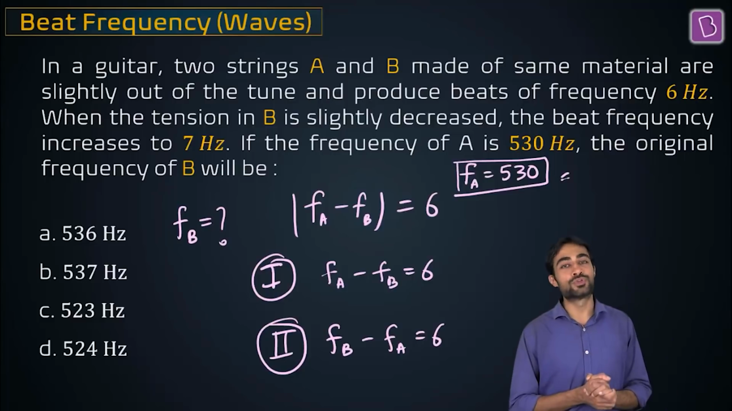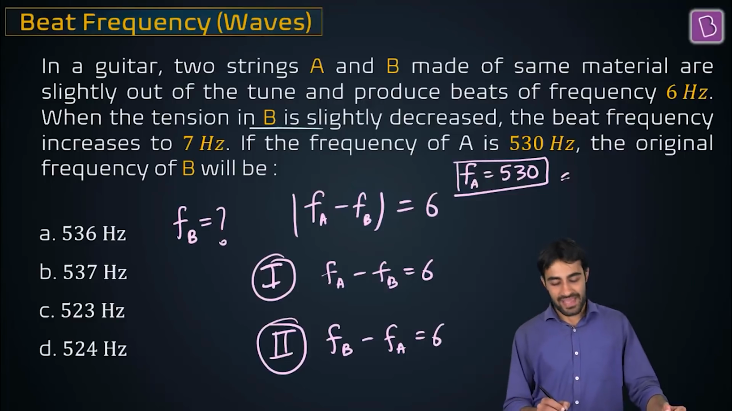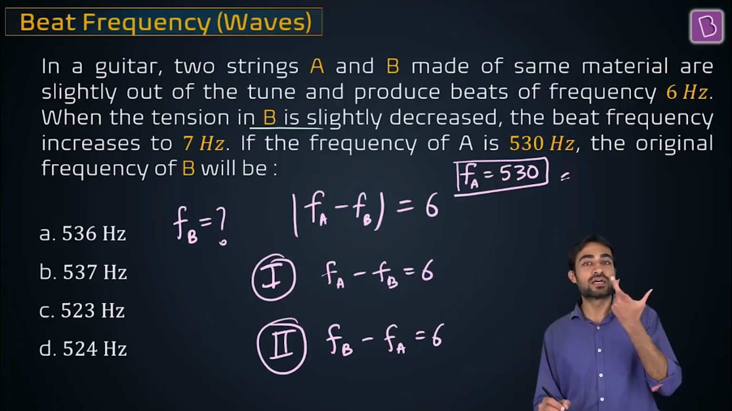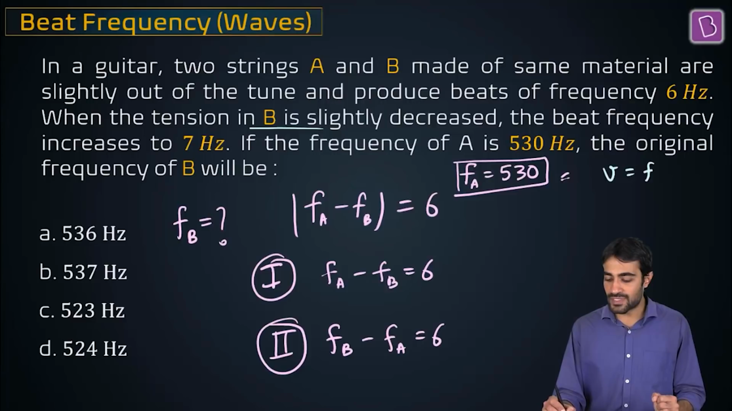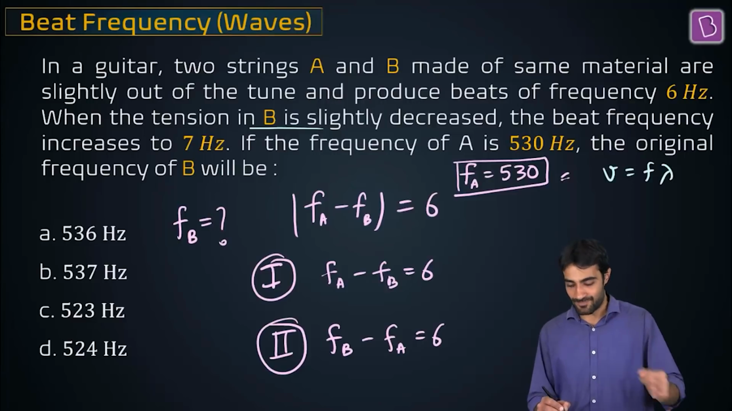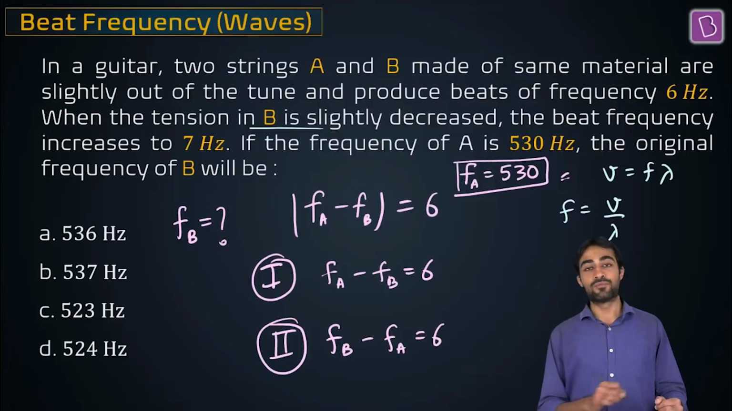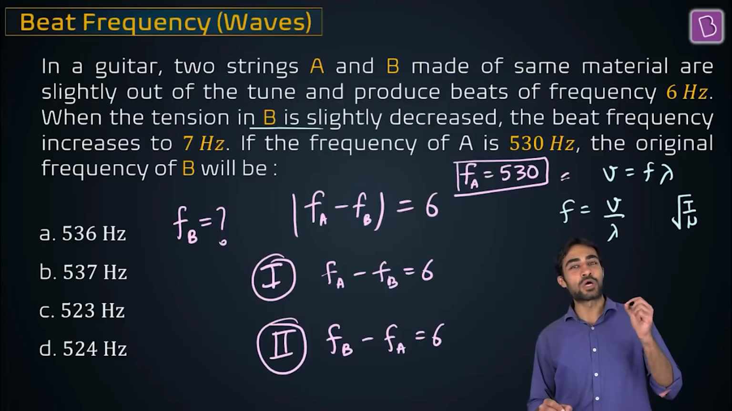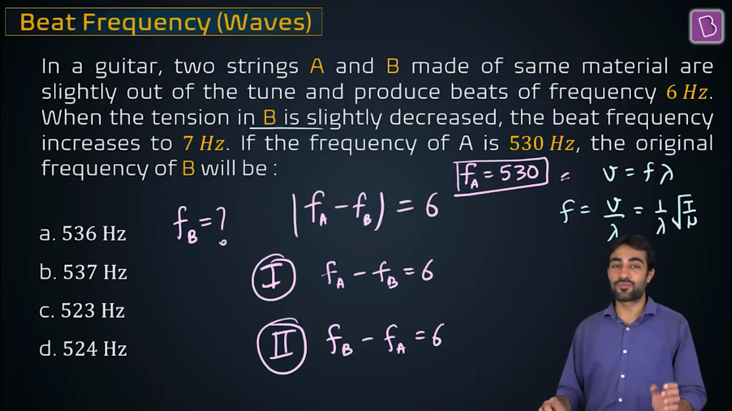They have given us some crucial information. They have said, when the tension in string B is slightly decreased, then the beat frequency increases. So, let's see what happens when we decrease the tension in a string. Does the frequency of that string increase or decrease? What do you think? Well, I will give you a clue. That velocity is equals to frequency times lambda, right? We remember this formula. This means frequency is equals to v divided by lambda. And we can write v as under root T by mu, right? This is the velocity of wave in a string. And then we have 1 by lambda over here. So this will give us the frequency.